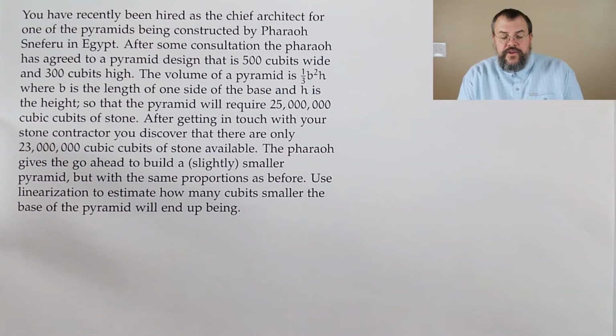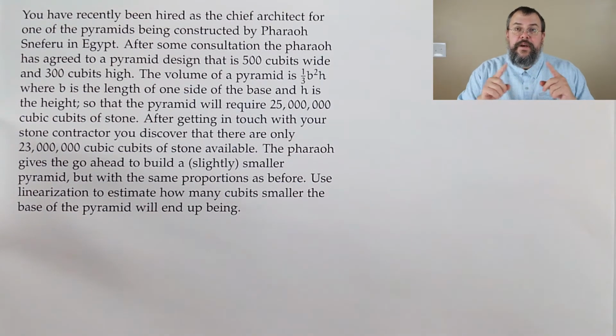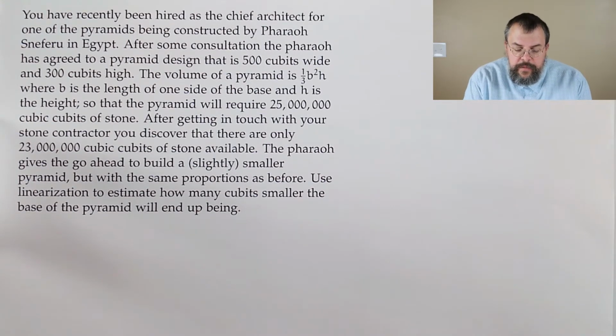You have recently been hired as the chief architect for one of the pyramids being constructed by Pharaoh Sneferu in Egypt. After some consultation, the Pharaoh has agreed to a pyramid design that is 500 cubits. And by the way, a cubit here is not a misprint. A cubit, that's a measurement of distance that was used in ancient Egypt. All right, so it's 500 cubits wide and 300 cubits high. The volume of a pyramid is 1/3 b squared h, where b is the length of one side of the base and h is the height. So that the pyramid will require 25 million cubic cubits of stone. Oh, that's kind of a fun thing to say, cubic cubits.